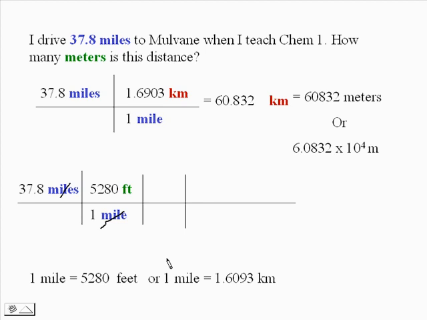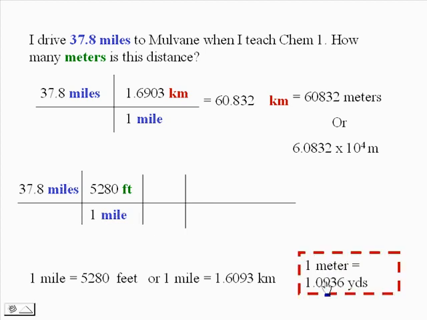Now, I do notice that there is nothing in the back of the book that has feet in it. I do notice that there's 1 meter equals 1.0936 yards. So what I'm going to do is convert feet into yards. 1 yard has 3 feet. 1 meter then is equal to this many yards.